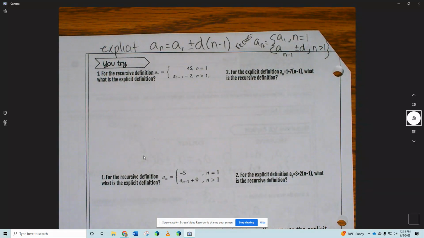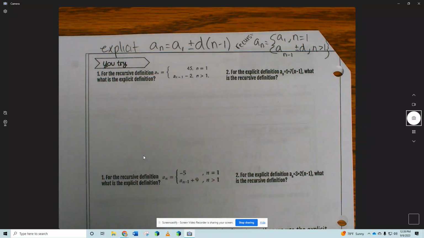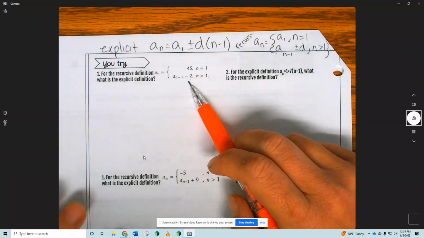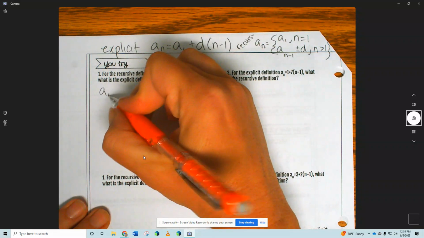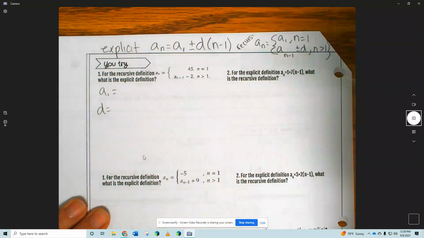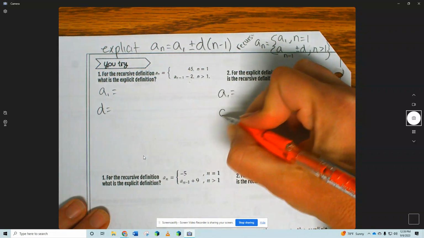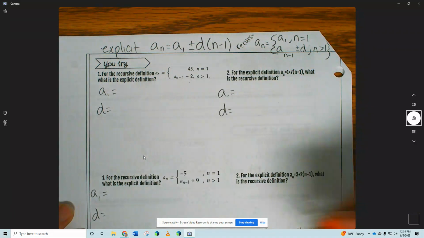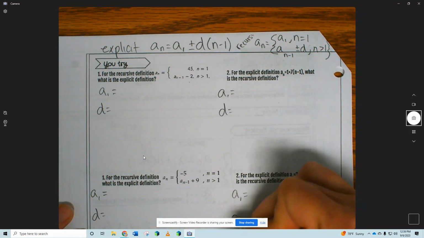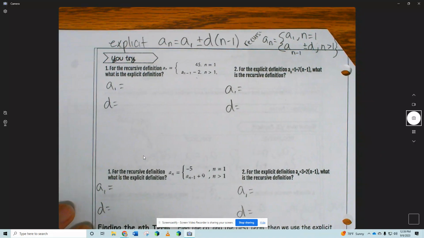There's like 1, 2, 1, 2. I'm really hoping that you can do this without my help. I will do this first one with you, but then I'm going to have you do the 3 on your own. Please label what A sub 1 is and what D is for everything. We have to stay organized. Super important to stay organized.